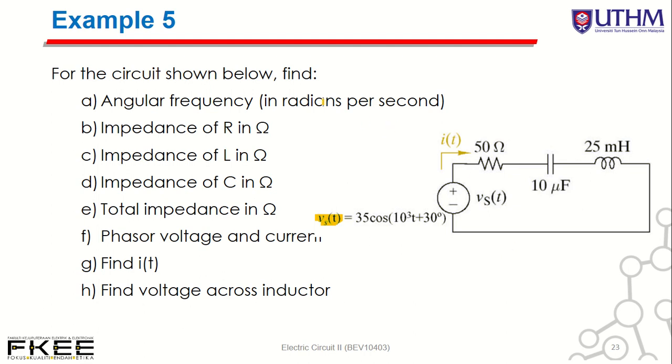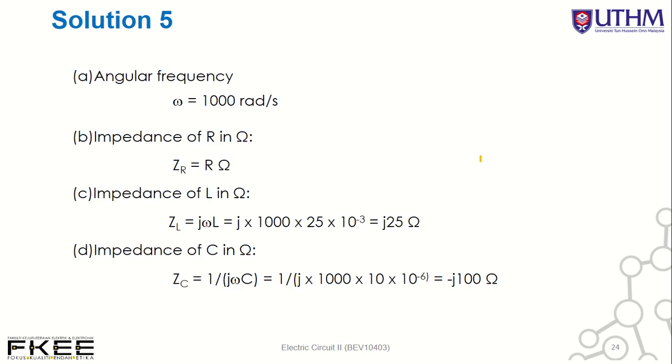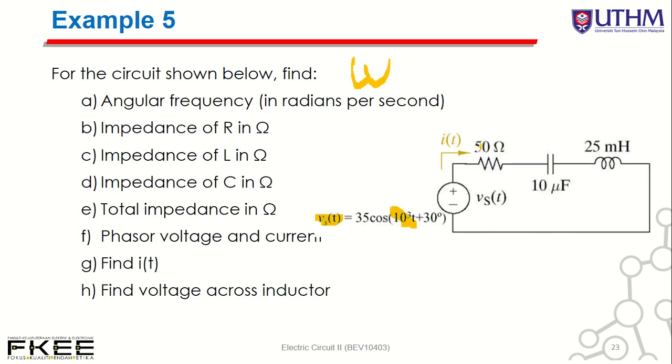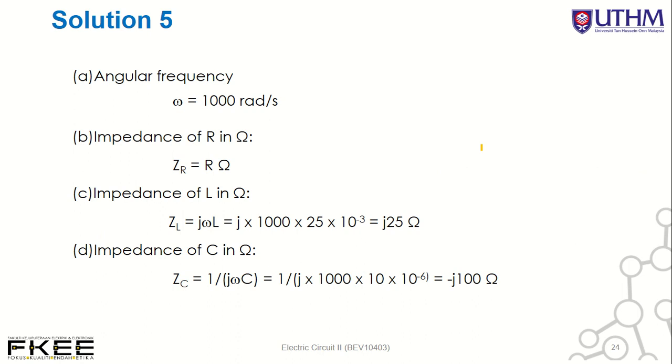Okay, omega, angular frequency equal to omega. In this case, omega equal to 1000. This is omega t. Okay, B, impedance of R in ohms. What is the impedance of R in ohms? Equal to 50 ohms.